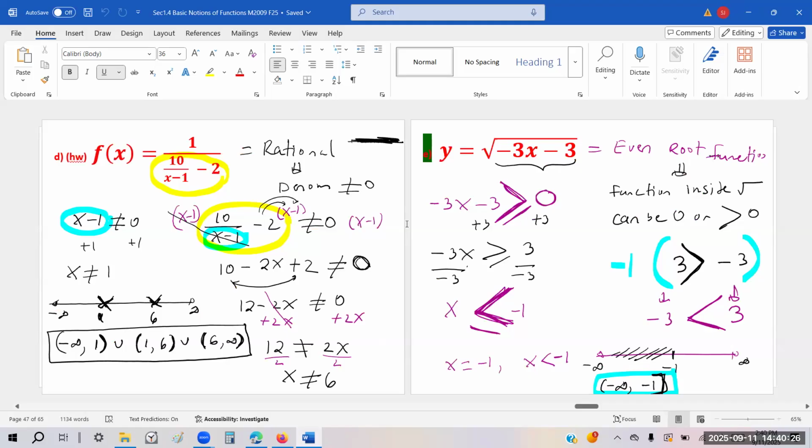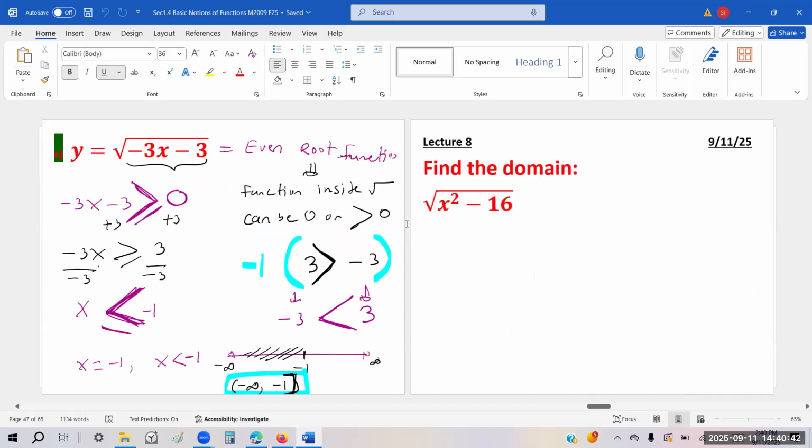And then we started with even root, and we know with an even root, the inside function cannot be negative. It can be 0, it can be positive, it cannot be negative. So we said it's bigger than or equal to 0, solve for x. So it's one-sided since we have only x inside the radical.